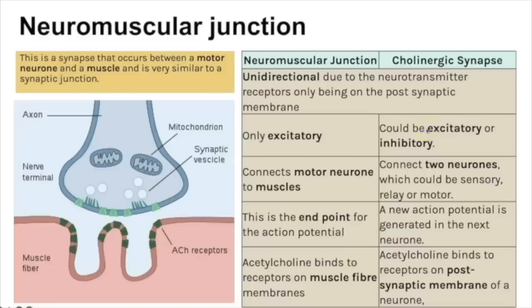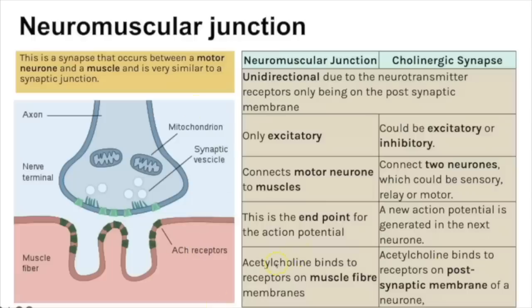Whereas a cholinergic synapse, we looked at, could be excitatory, generating an action potential, or it could be inhibitory, which prevents the action potential from being generated. The neuromuscular junction will have a neuron connecting to a muscle, and it's always the motor neuron. The cholinergic synapse is just a synapse between any two neurons. The neuromuscular junction is always at the end point for the responses, and the cholinergic synapse is always going to be generating a new action potential.